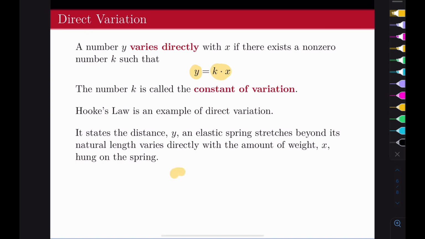So here's my spring in its natural position. When I attach a weight on it, it's going to stretch those coils out. Here's the weight. And then if I attach a bigger weight, maybe like twice it, it's going to go twice the distance down. So this constant of variation is really also called our spring constant. It just depends on the spring, the type of material, lots of factors within it.